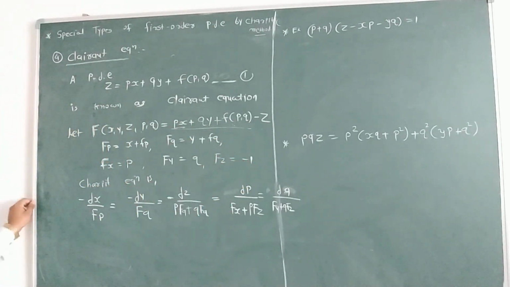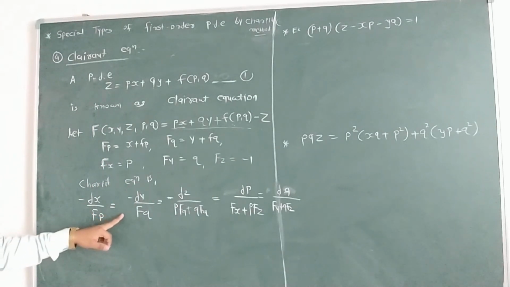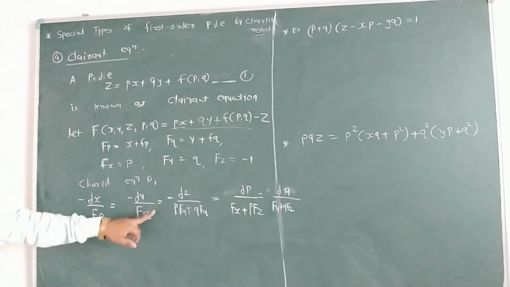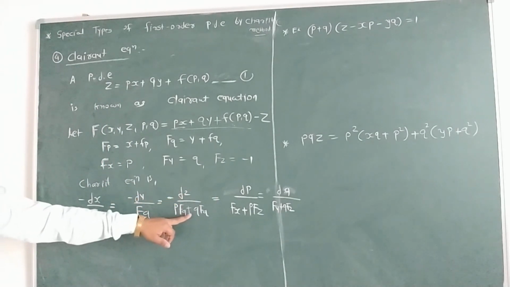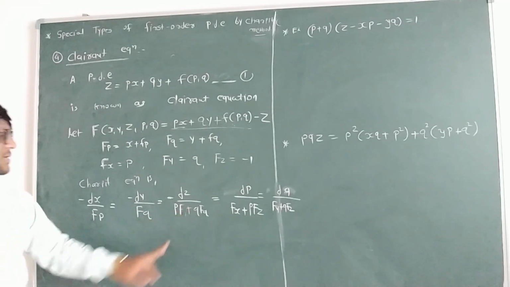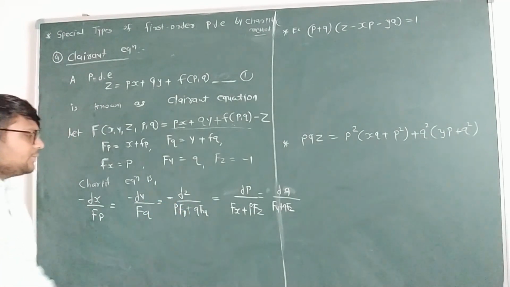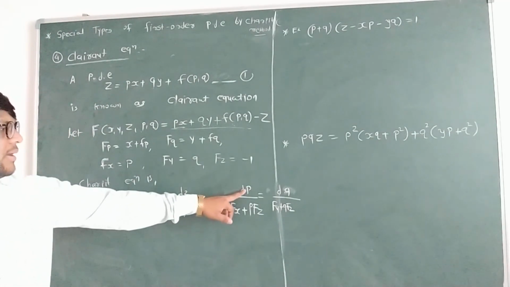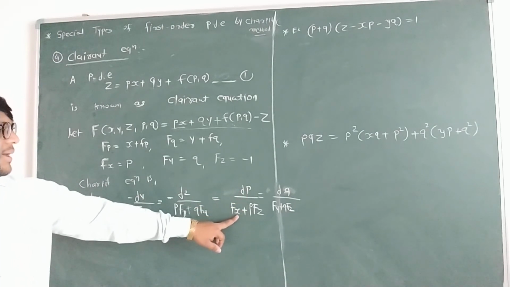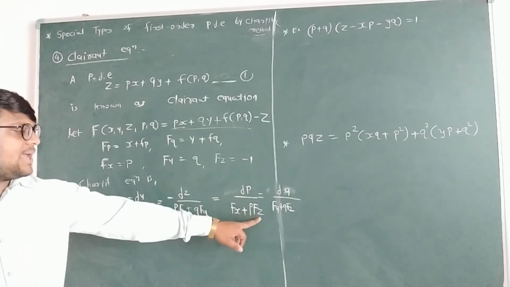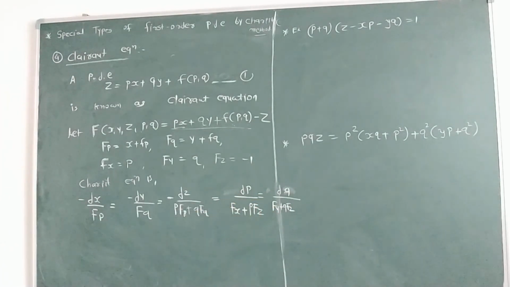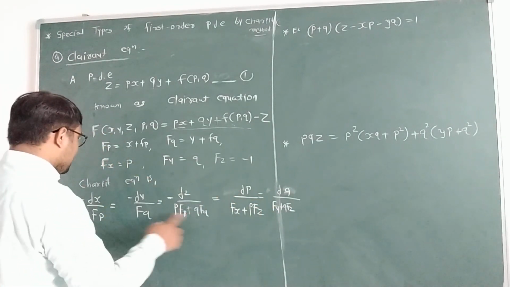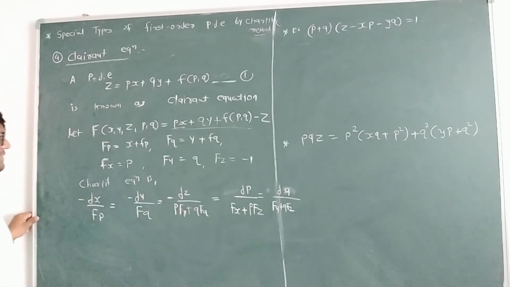So the Charpit equation is minus dx by fp equals minus dy by fq equals minus dz by pfp plus qfq, equal to dp by fx plus p fz equals dq by fy plus q fz. So put all these values in this Charpit equation, or you can say Charpit auxiliary equation.